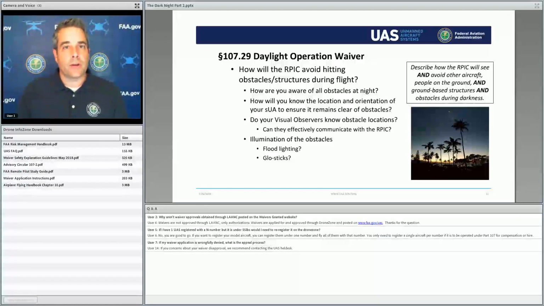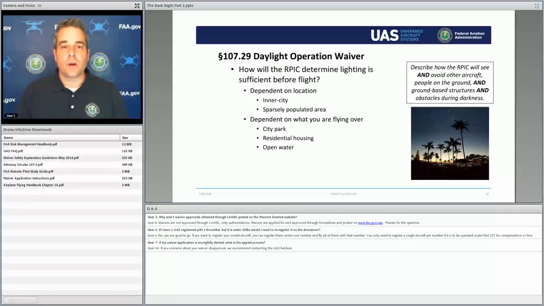But if you're going to illuminate your area at night, how are you going to do that? Is that flood lighting? Are you going to mount external lighting on the UAS that you can activate or deactivate to help you identify obstacles as you move toward the mission area? If that's your plan, let us know. Again, key thing, we can't make assumptions in this. We need you to explain to us how this stuff is going to work.